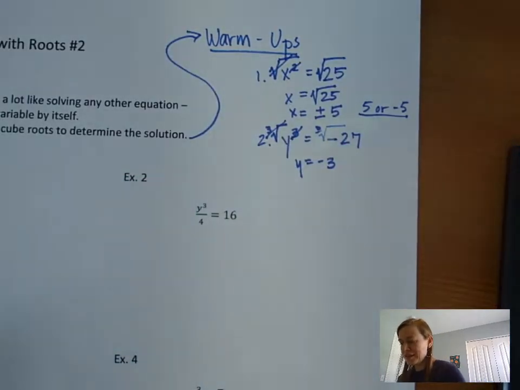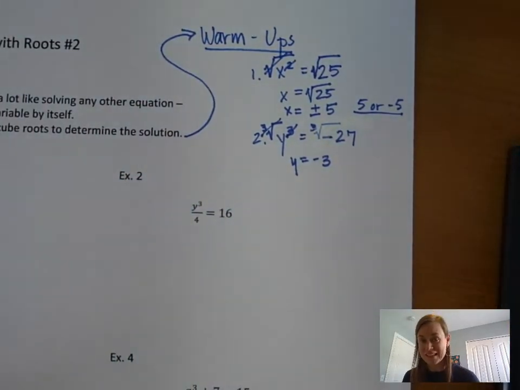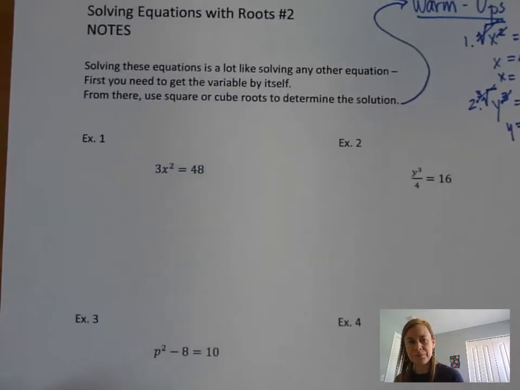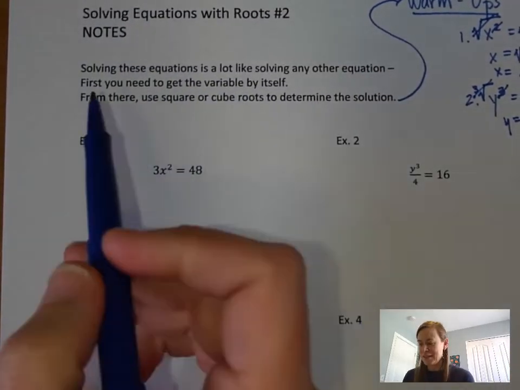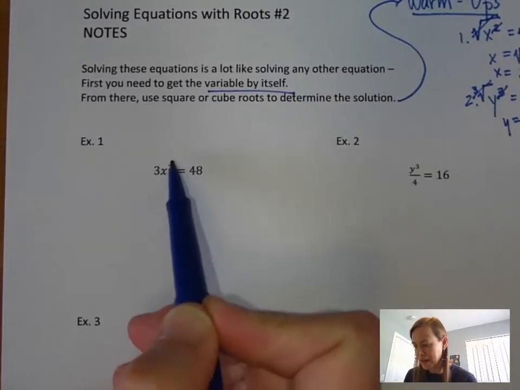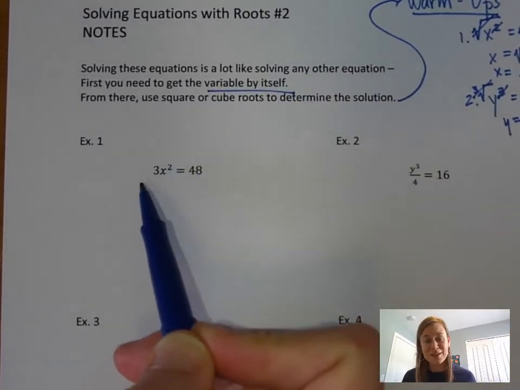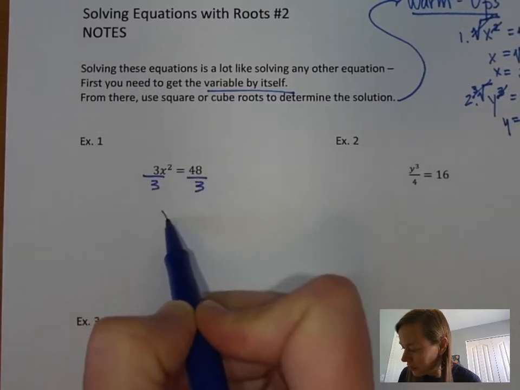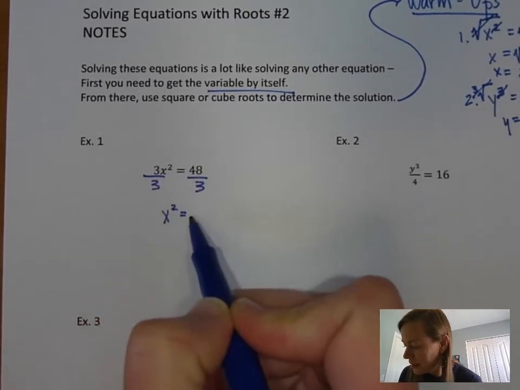Okay, I'll show you the Desmos online calculator in just a second, but we've solved the warm-up, so let's go on to our example number 1. All right, so as it says up here, you have to get the variable by itself. So we want to get the x squared by itself, which means we have to get rid of that 3. So divide by your 3 on both sides. You're left with x squared equals 16.